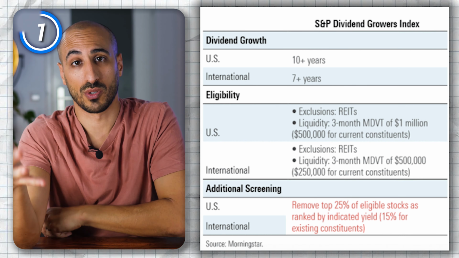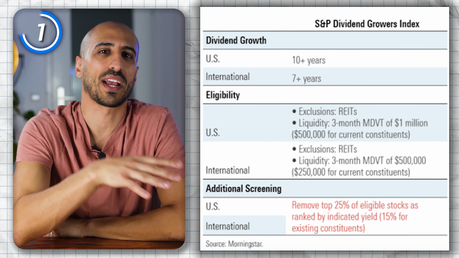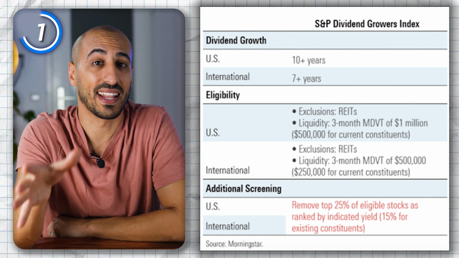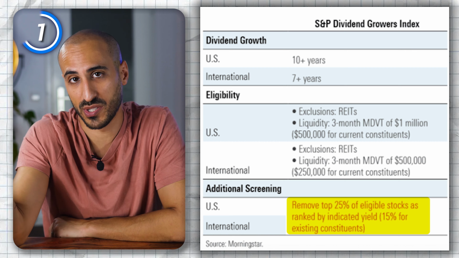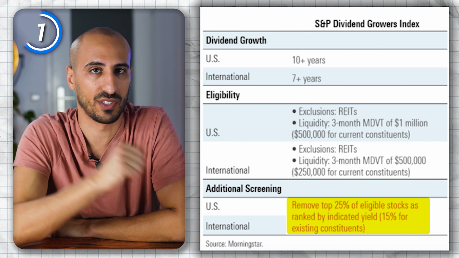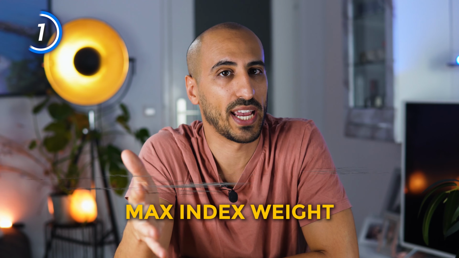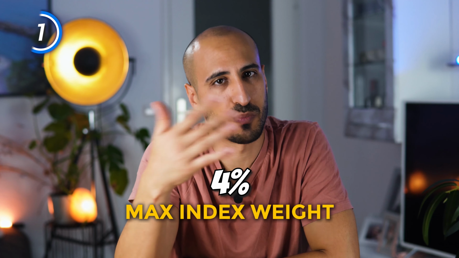When the index is reconstituted annually in March, companies are ranked by their annual dividend yield, and then the top 25% of companies with the highest yields, or 15% for existing constituents, are removed. The individual holdings are then weighted by market cap and have a maximum index weight of 4%, which helps preserve diversification.